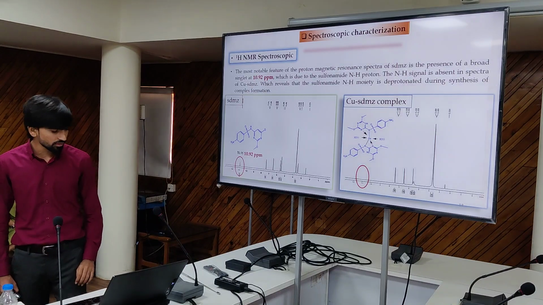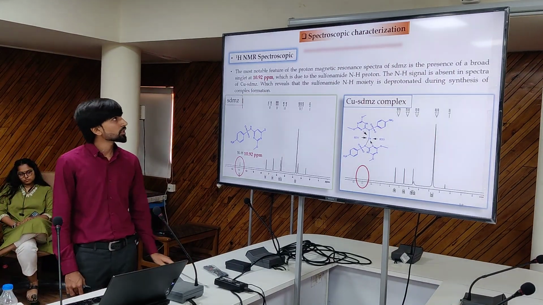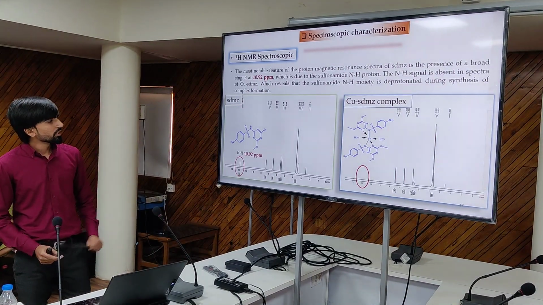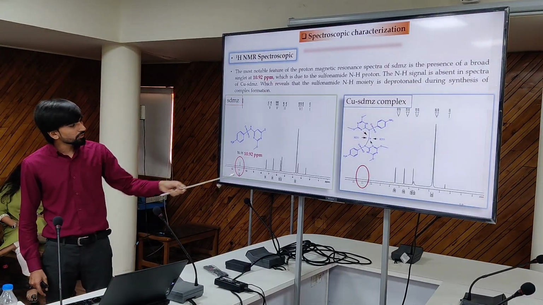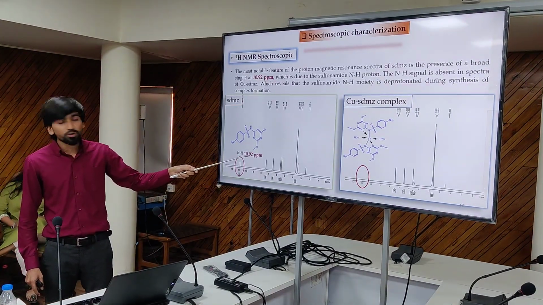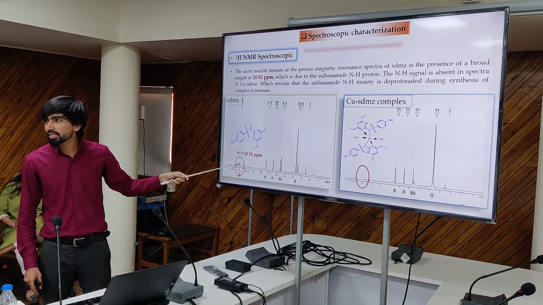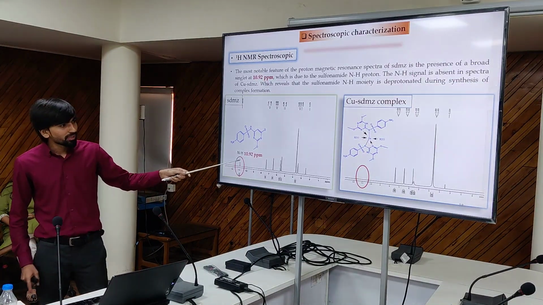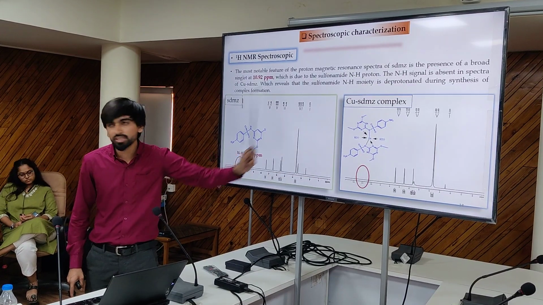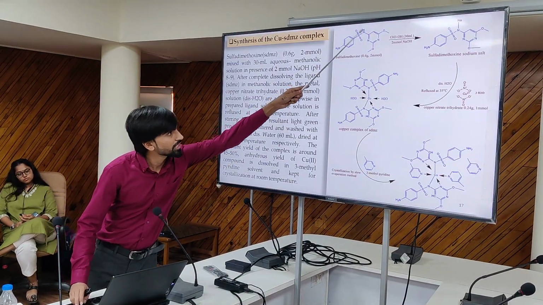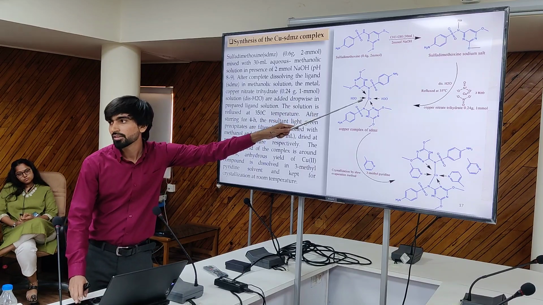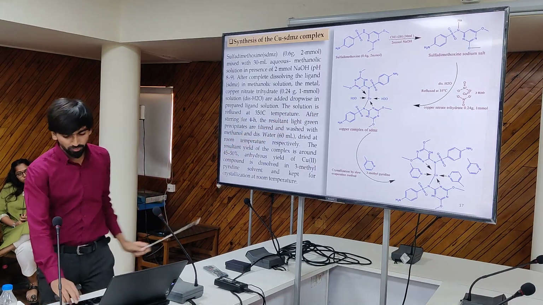This is spectroscopic analysis. In the first one I did the 1H NMR spectroscopy. This is for the ligand and this is for the metal complexes. In this graph we see a peak around 10.92, so the NH bond is present in the case of the ligand, but the same peak is absent in the case of the complexes. So it means that the nitrogen here is bound to the metal in the metal complexes. This is the first confirmation.